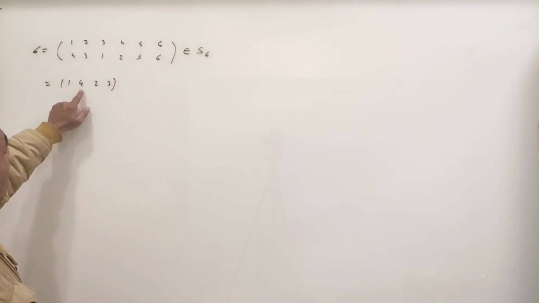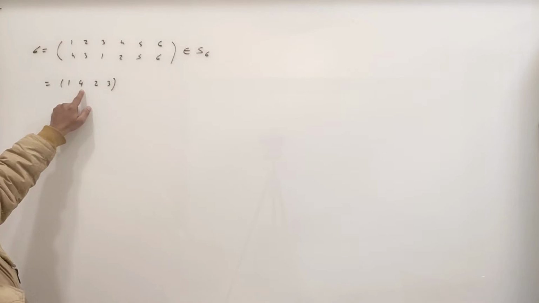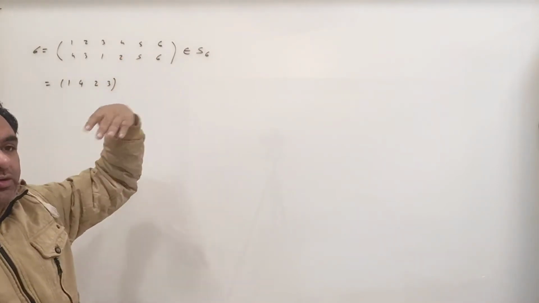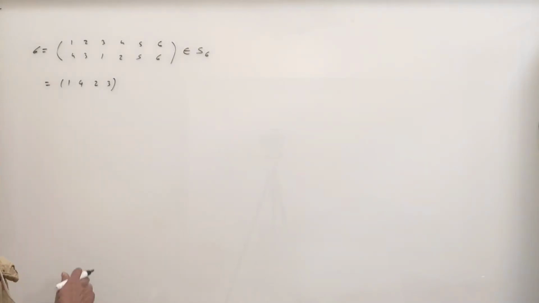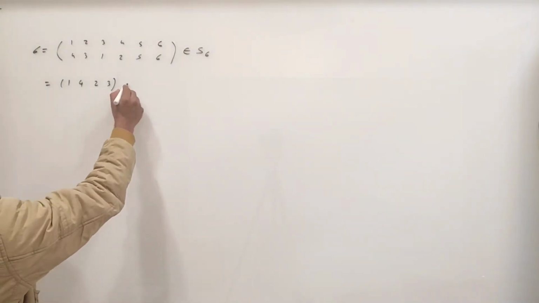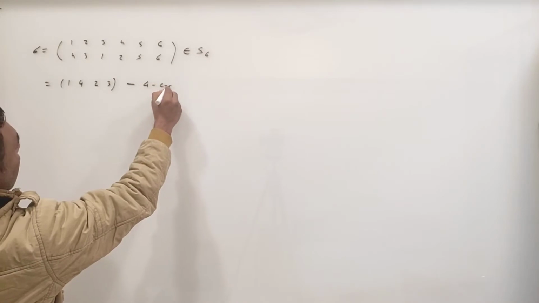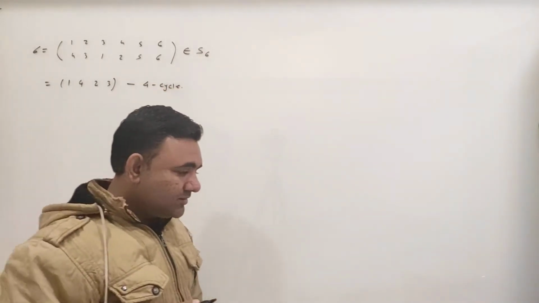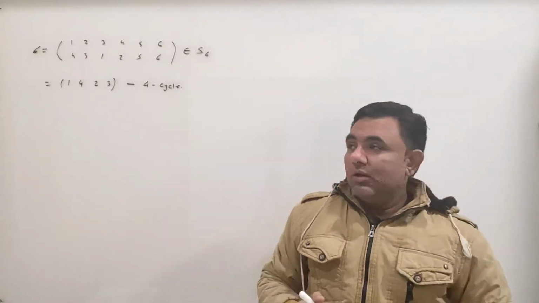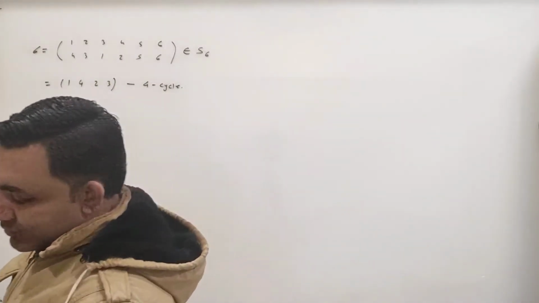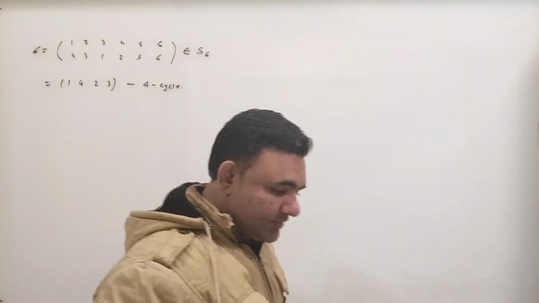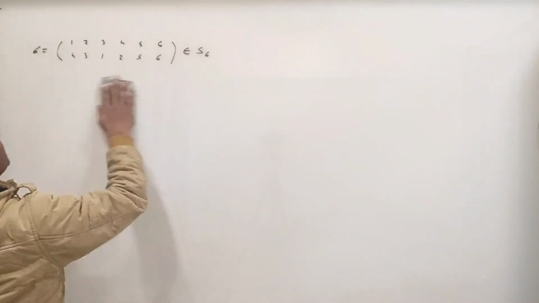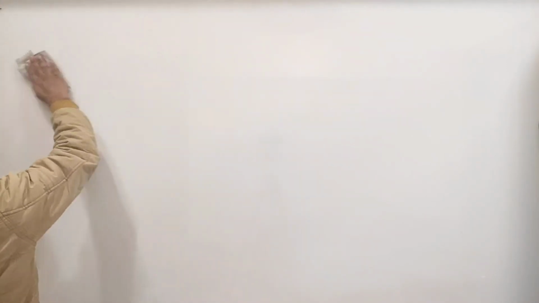Now the remaining elements are 5 and 6, but 5 goes to 5, 6 goes to 6, so they are invariant. So this is what sigma is, a 4 cycle, or a cycle of length 4. So what do you mean by the cycle, right? Okay, now let us discuss further things in this permutation.